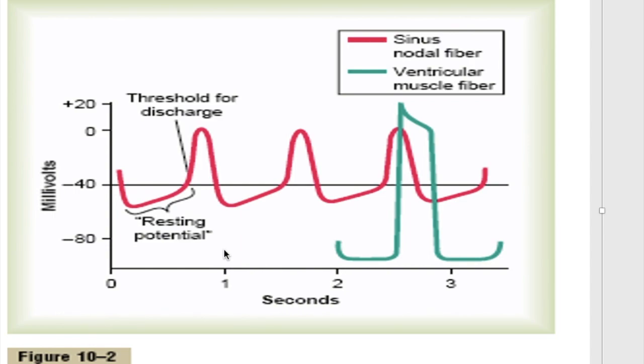Nodal cells, which are the pacemaker cells, and why are they pacemaker? Because they express a funny current that is activated during phase 4, and that causes slow depolarization toward the threshold for spike formation. Now this funny current is regulated by the autonomic nervous system.